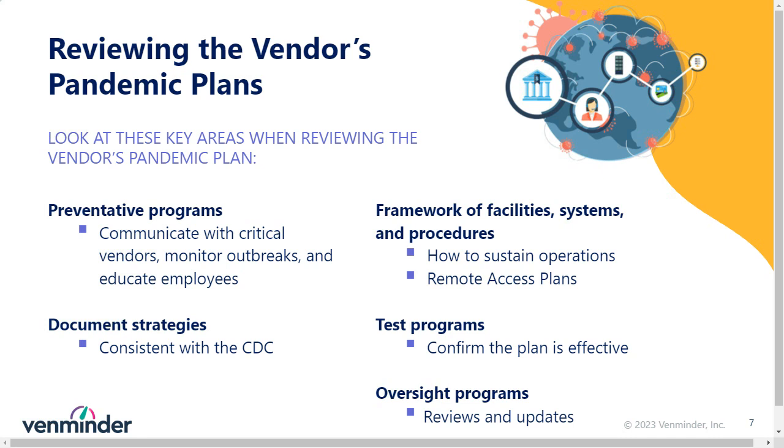Test programs. You want to ensure that the pandemic plan is effective, so you want to see when the pandemic plan was last tested and how often it is tested, annually, semi-annually, or quarterly. And oversight. How often is the pandemic plan reviewed? Is it reviewed annually? Is it reviewed semi-annually, or quarterly, or even monthly?